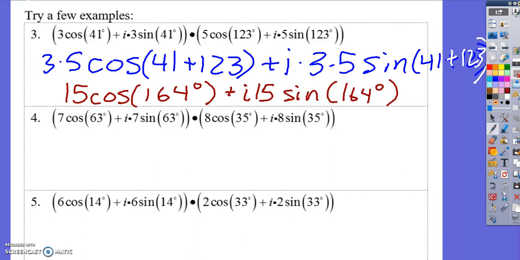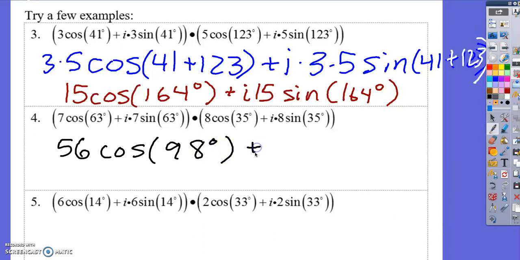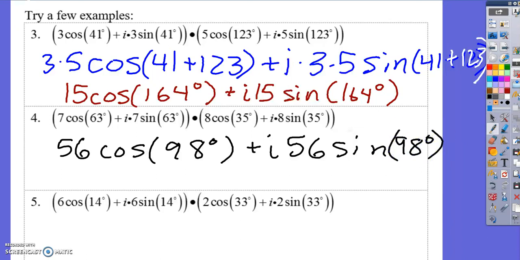So go ahead and try some, pause the video, and I'll be right back to explain division and the answers, of course, to these problems. So this one, my answer is going to be 56 cosine of 98. That's what 63 plus 35 is. 98 degrees plus I 56 sine of 98 degrees. All finished, done. That's how easy it is.